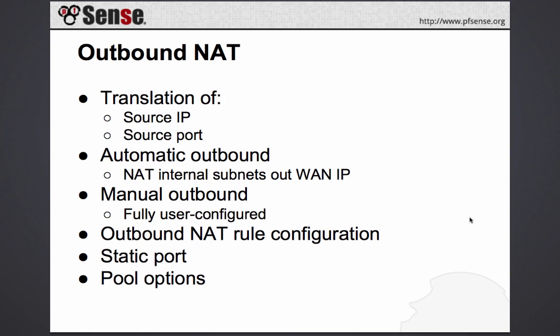Automatic outbound NAT is what's enabled by default, and that just NATs all of your internal subnets out to your WAN IP. Or if you have multiple WANs, then it'll NAT to whichever WAN the traffic is leaving. And then manual outbound NAT is the other option, where the outbound NAT rules are fully user configured. So if you have multiple public IPs, that's a scenario where you can control what gets NATed to what address. And we'll go over some of the rule configurations here.